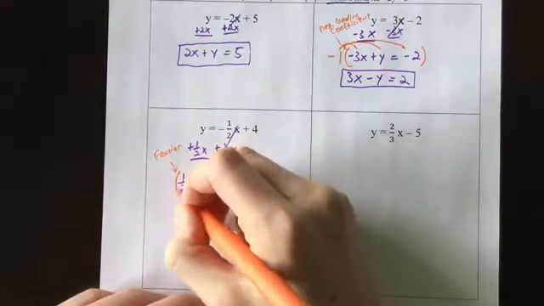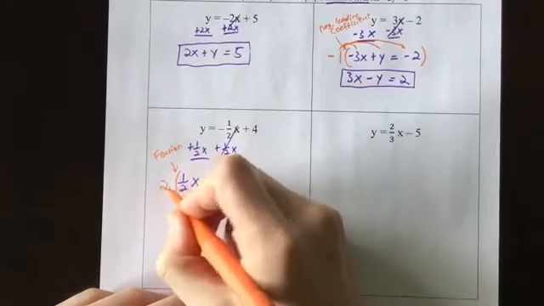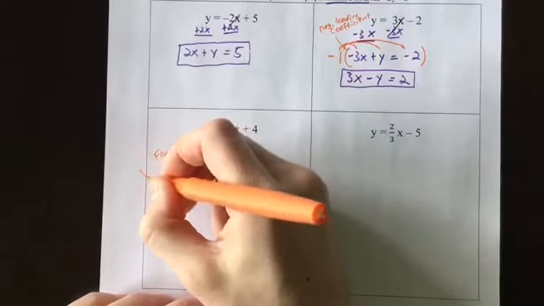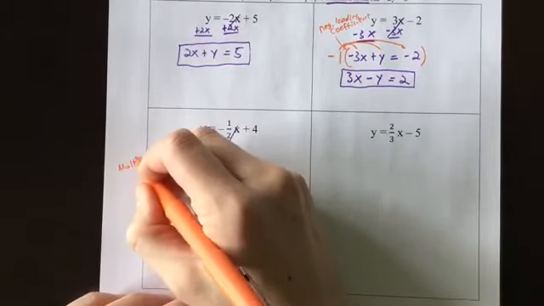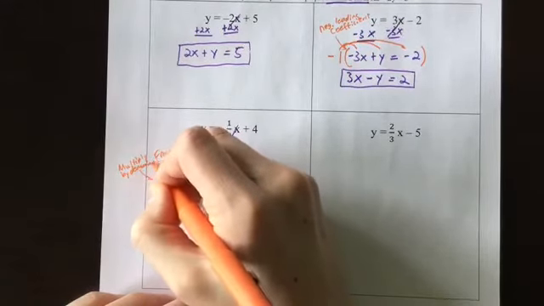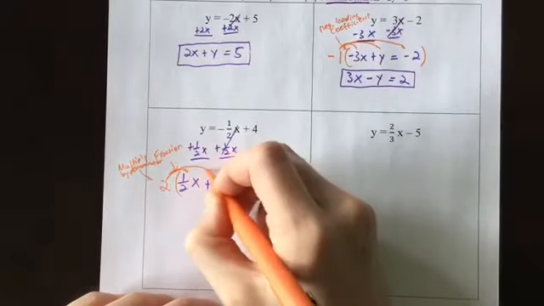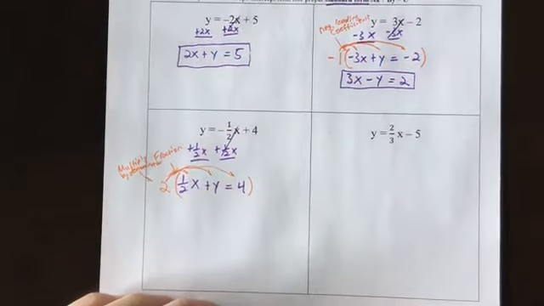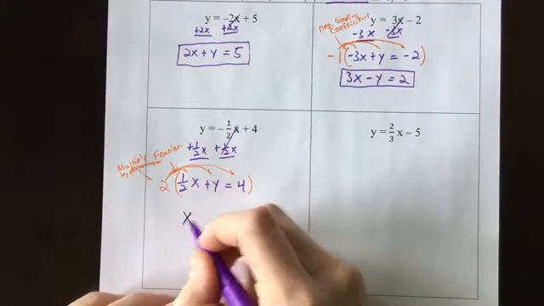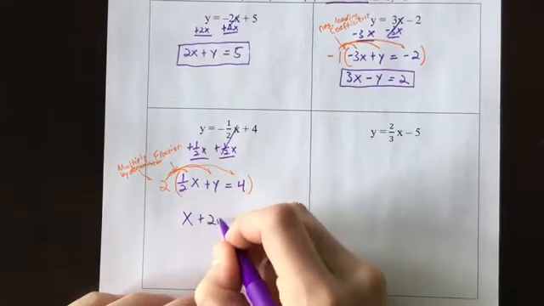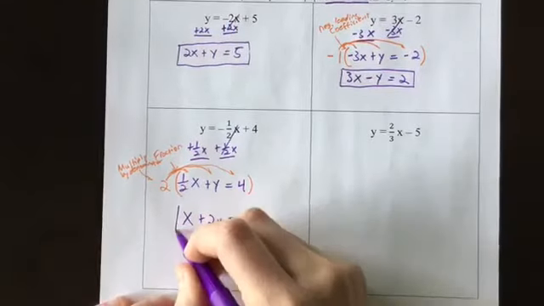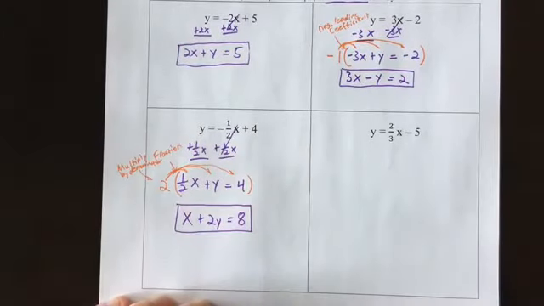So essentially I have to cancel out that denominator. To do that, I'm going to take the whole equation, multiply by 2. So I'm using the denominator. So we have that fraction, we're going to multiply by that denominator. Okay, and that gets essentially distributed to each term, right? 2 times 1/2 is going to be 1, so we get 1x. 2 times y, 2y. 2 times 4, 8. x plus 2y equals 8, and we're good to go.